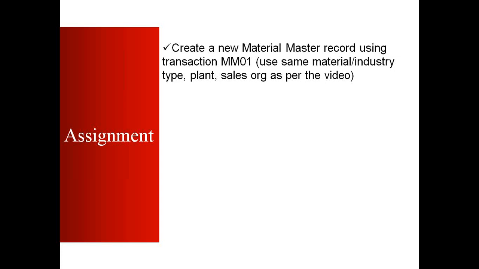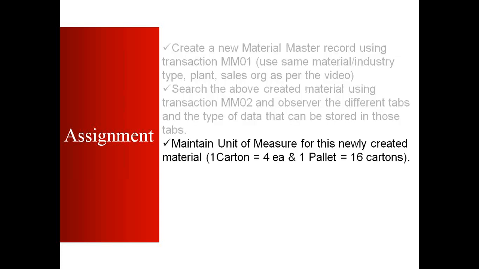Then search for the above created material using the transaction MM02 and observe the different tabs and the type of data that can be stored in those tabs. Okay, just observe that. Also maintain the unit of measure. Okay, I want you to maintain the unit of measure: 1 carton is equal to 4 each, or whatever unit of measure.